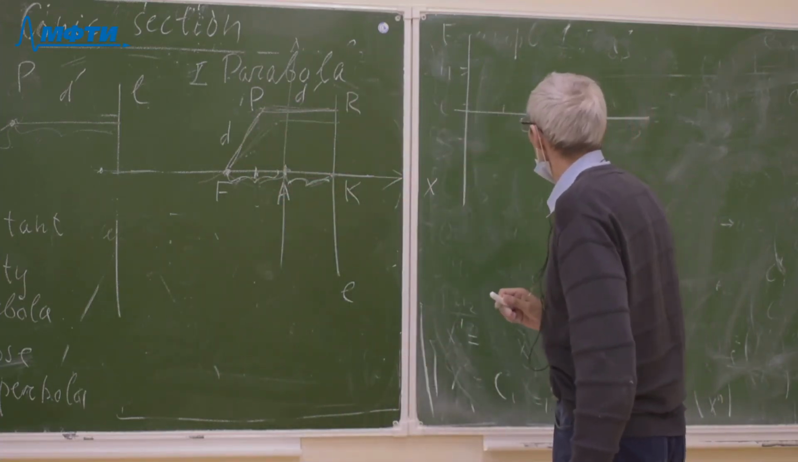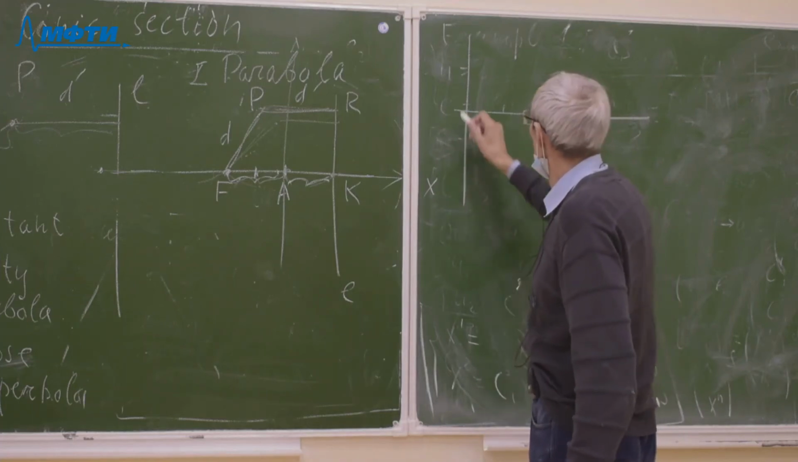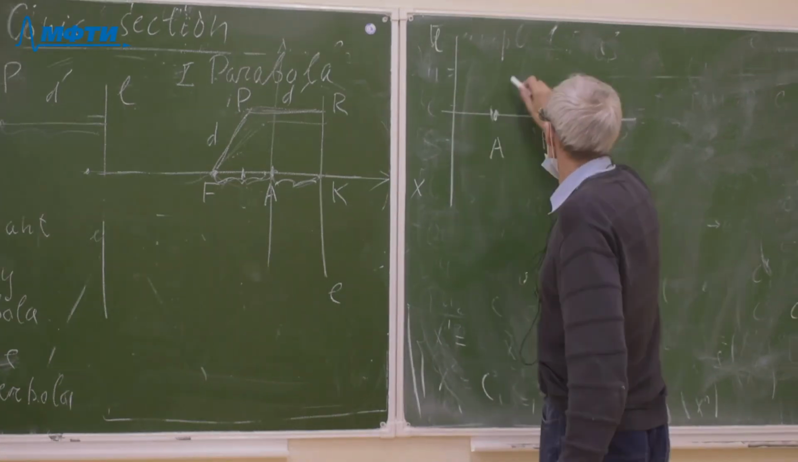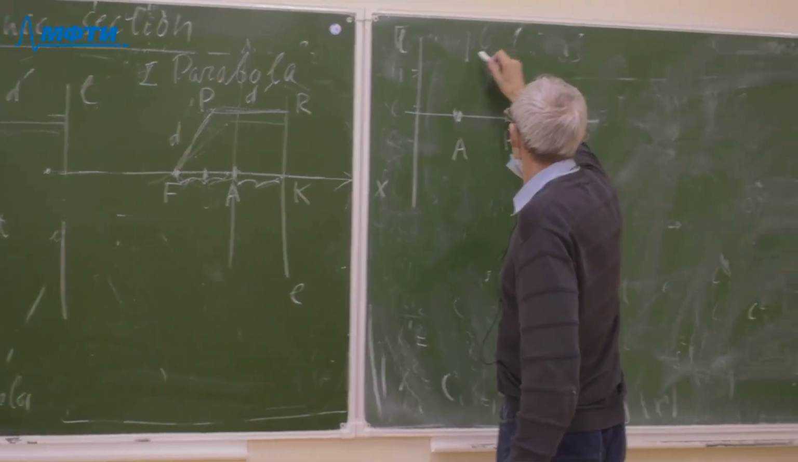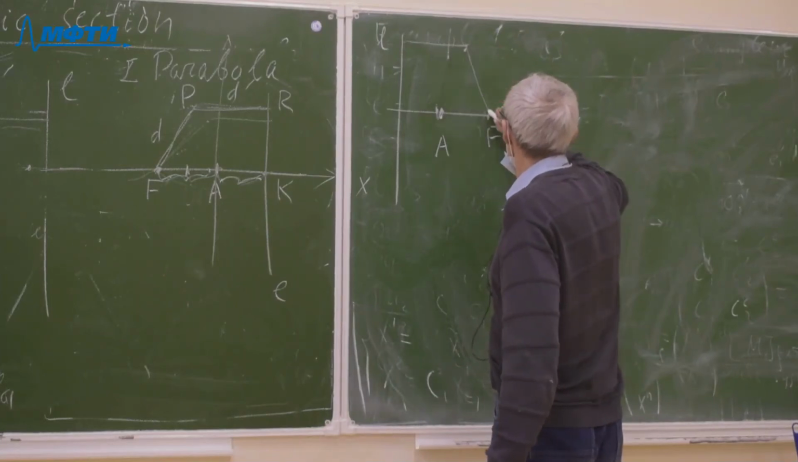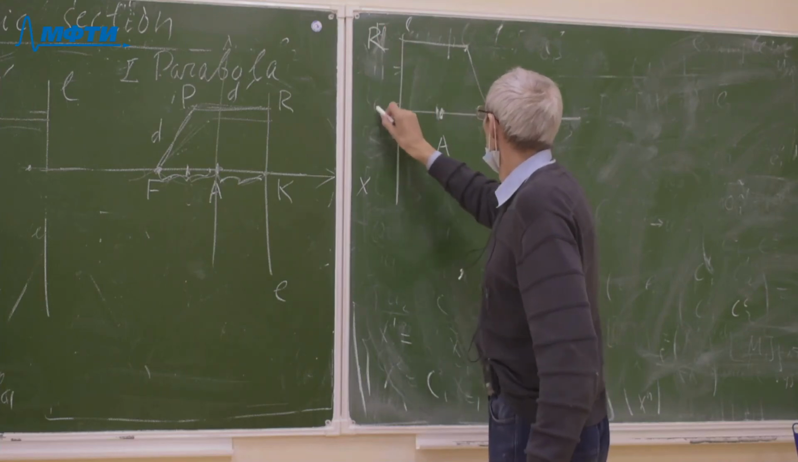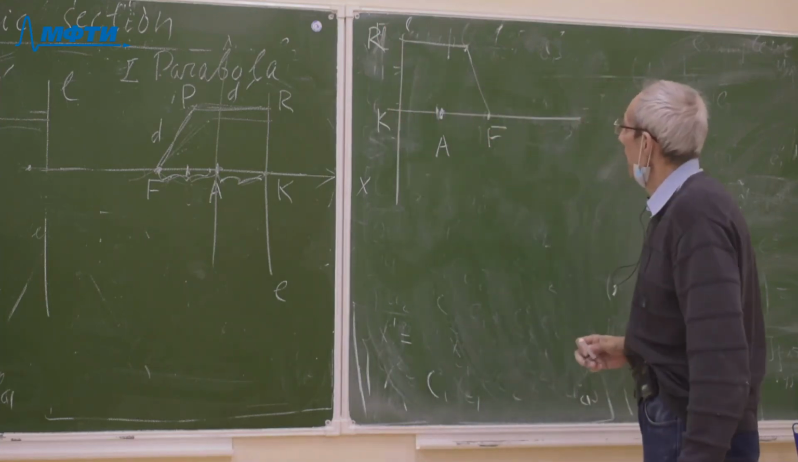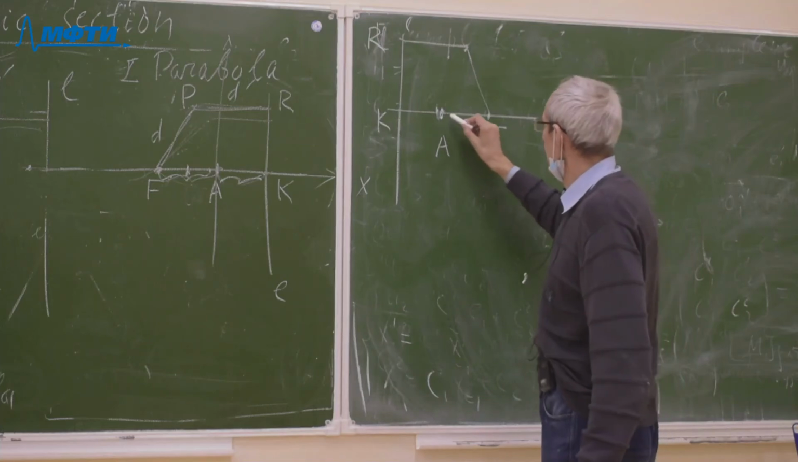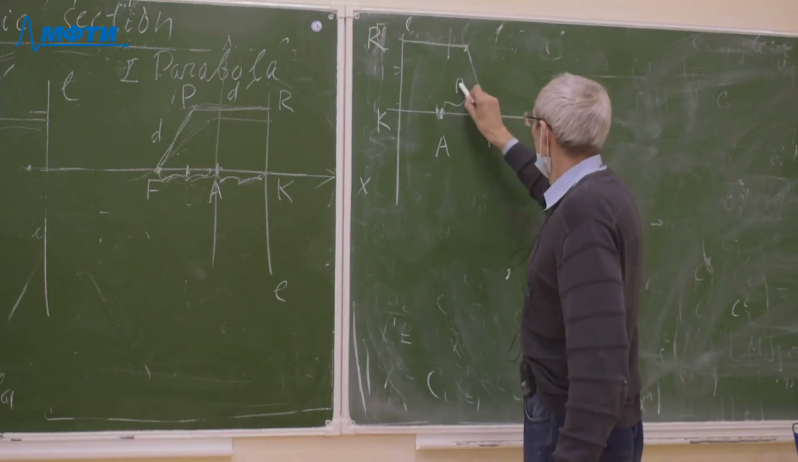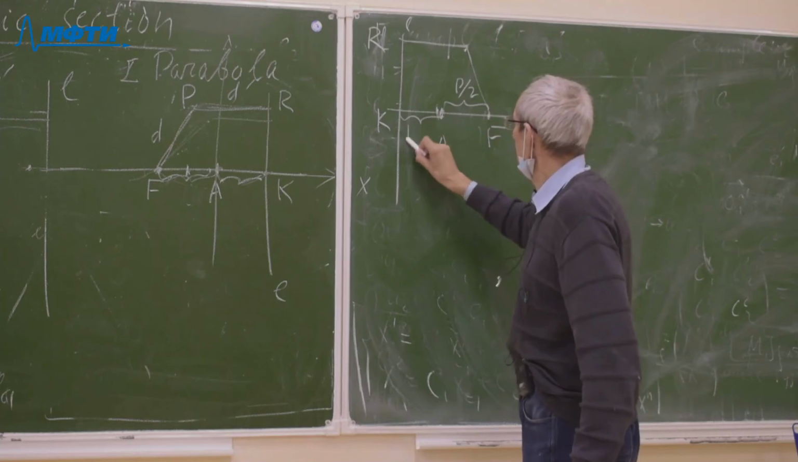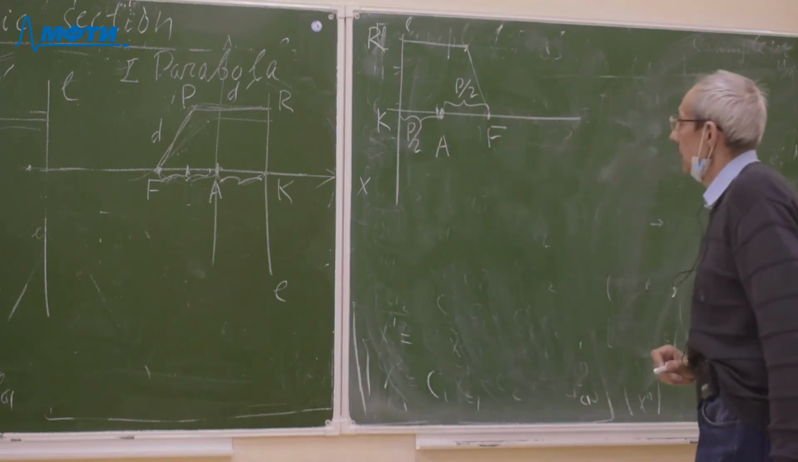Let F be this point, A this point, R this, K this. And let's consider this distance P divided by 2 and this distance P divided by 2.